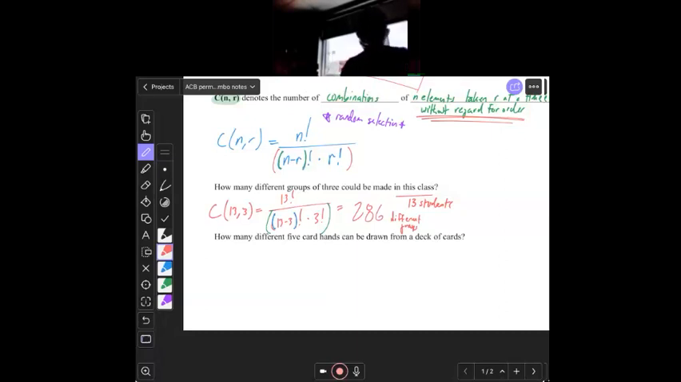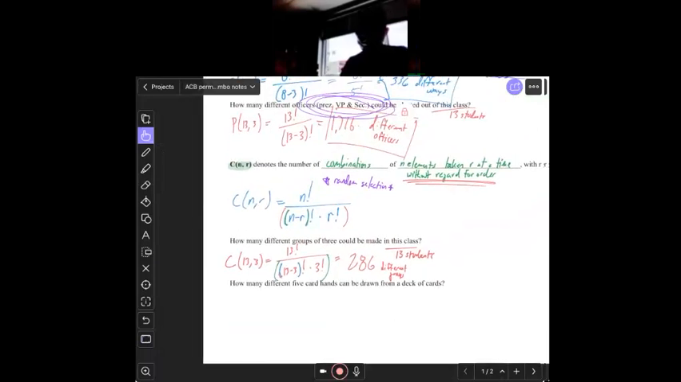So look how that compares, right? The permutation of 13 choose 3 versus the combination of 13 choose 3. The idea of adding order to the problem creates quite a few more groups than just the people themselves, versus the people being selected in a certain order or being given different jobs. It creates a lot more groupings.